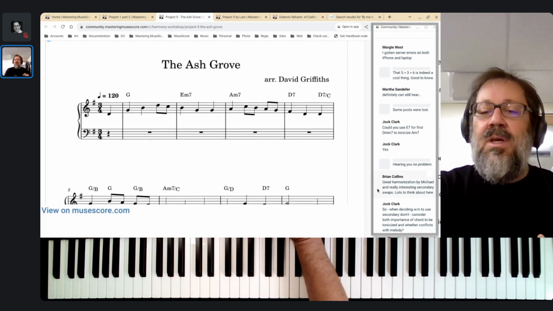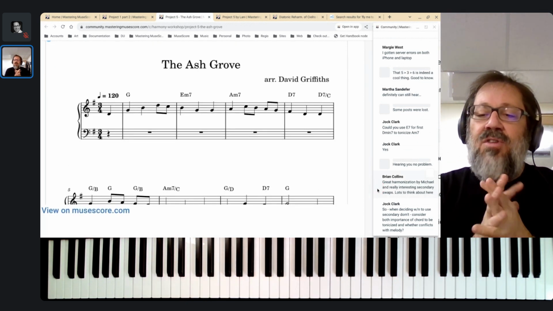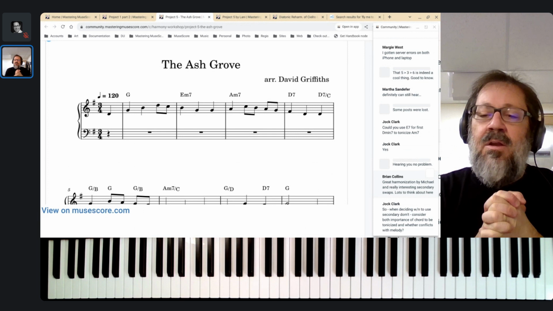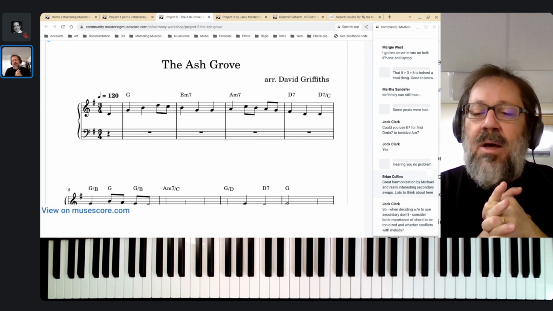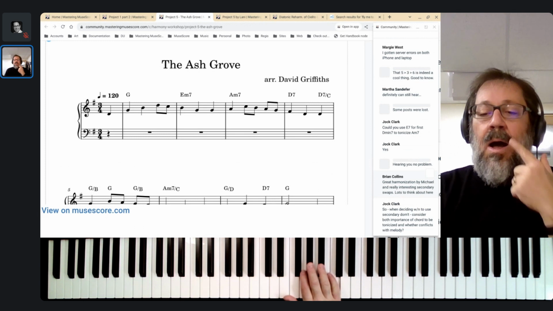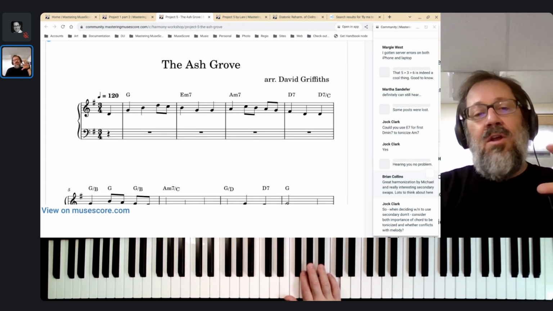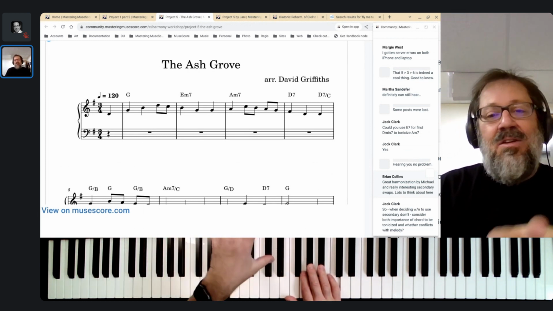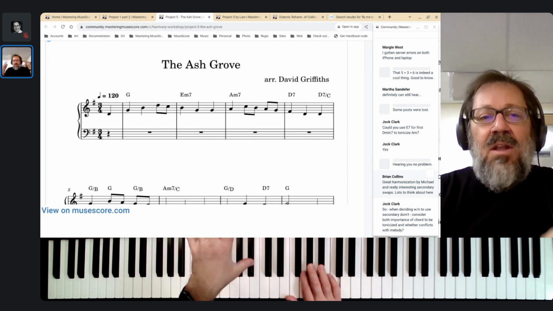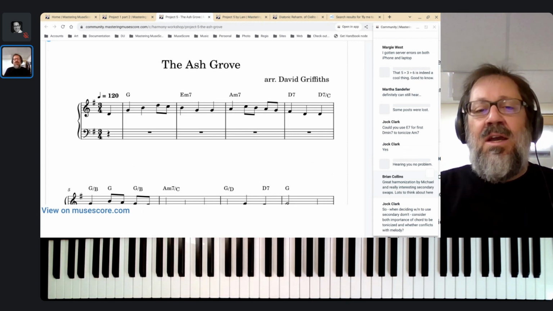First, though, Jock's question: when deciding when to use a secondary dominant, consider both the chord and whether it conflicts with the melody. Yes, absolutely. So you want to say, first of all, is this a place where a secondary dominant makes sense? Does it feel like my ear is telling me I want a secondary dominant there?